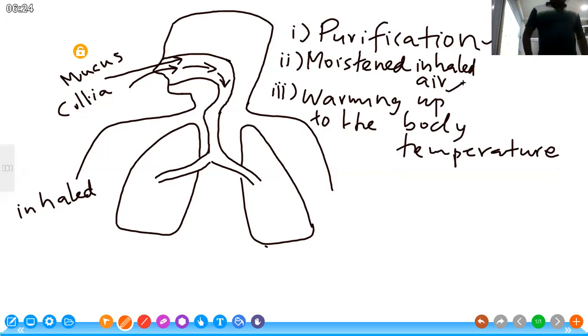Okay, children, now we have learned the parts belonging to the respiratory system. Then we are going to learn the process of respiration. Respiration is a series of biochemical reactions, a complicated reaction. For easy studying, we have divided it into three stages. So we learn this system under three stages.